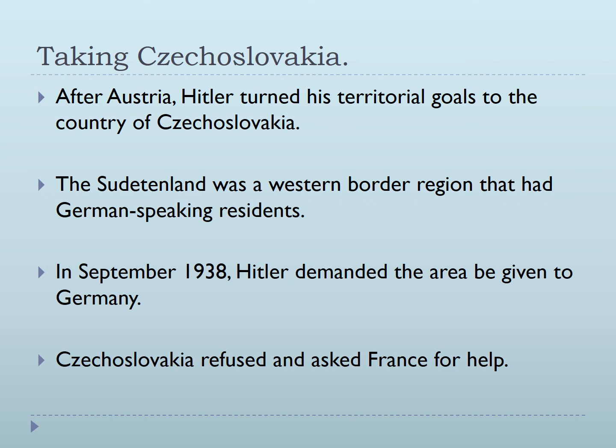After Austria, Hitler's going to turn his territorial goals to the country of Czechoslovakia. There's a section of Czechoslovakia known as the Sudetenland. Now, the Sudetenland was a western border region that had German-speaking residents in it. So in September 1938, Hitler demanded that the area be given to Germany. When Czechoslovakia refused, they looked to France for help.